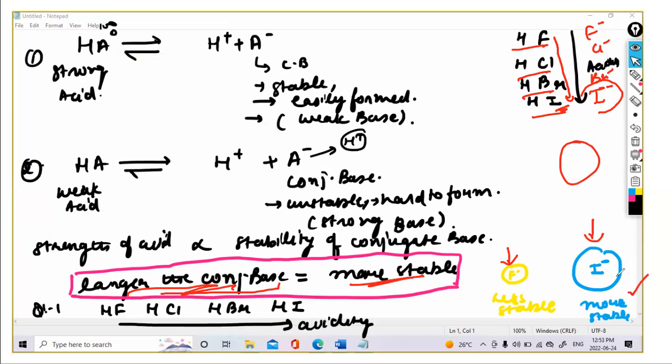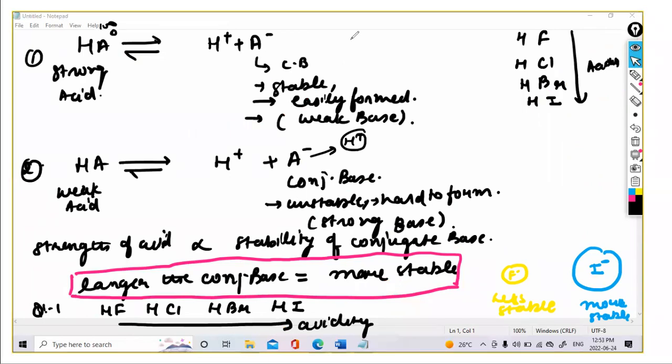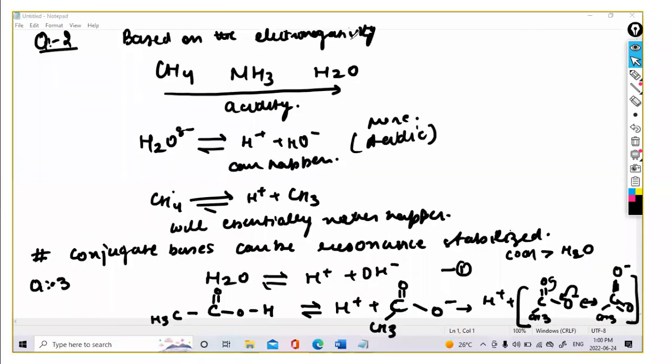So this will be more stable, and the more stable conjugate base gives you a strong acid. That means this is a more stable conjugate base, and this will be a very strong acid, right? So this is how the acidity trends look for these acids. Acidity increases in this way. HI is the strongest acid as compared to HF. Now, moving on, we have some other examples.